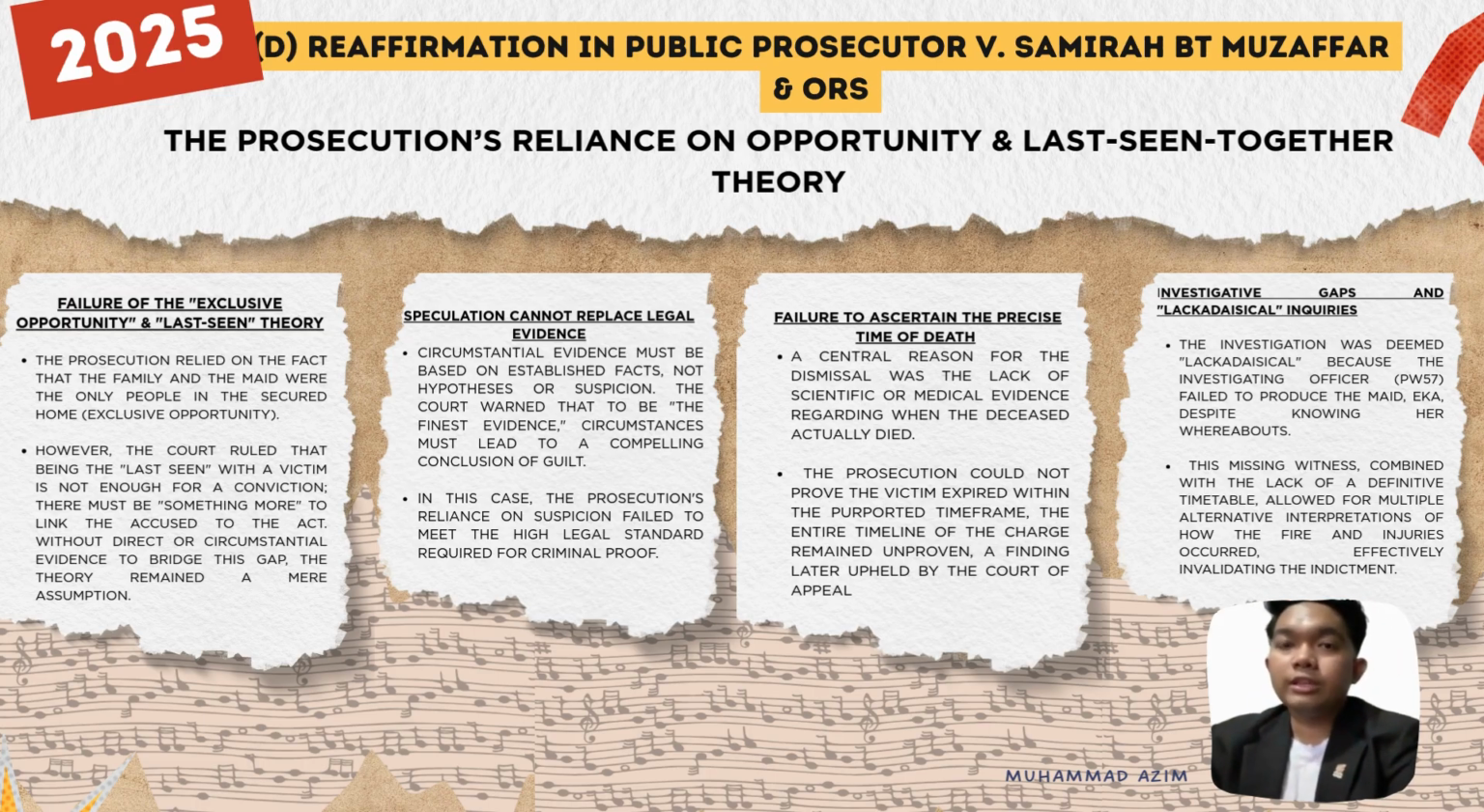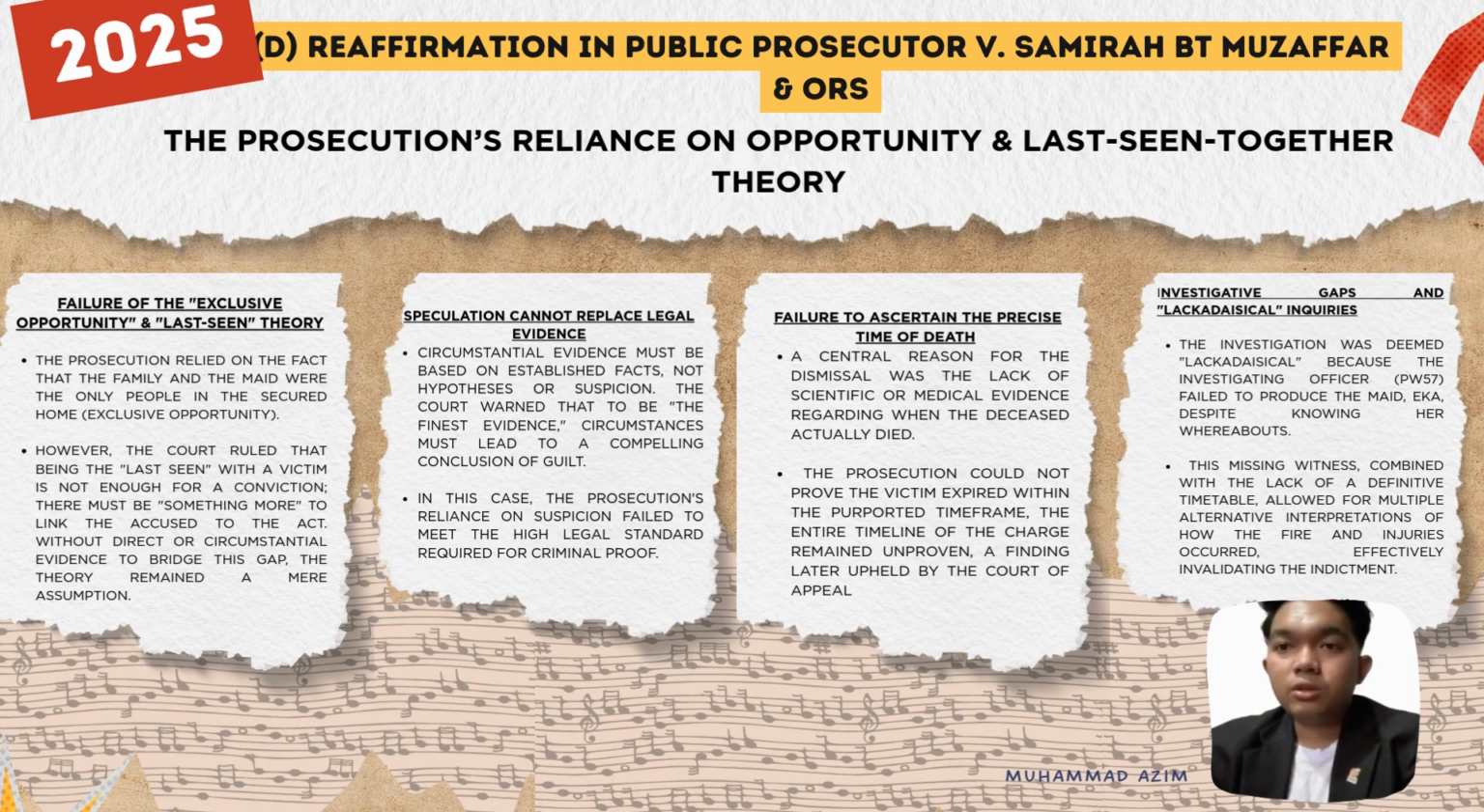Moving on to the core of the judgment, we will examine the four primary reasons why the prosecution case collapsed. These points illustrate the gap between mere suspicion and actual legal proof. So, the first one is the prosecution relied heavily on the exclusive opportunity doctrine, arguing that since the home was secured, only the occupant could have committed the crime. However, the court ruled that simply being the last person seen with a victim is not enough for a conviction. There must be a substantive nexus or something more to link the accused to the act. Without this link, the prosecution theory remained an assumption, not a legal proof.